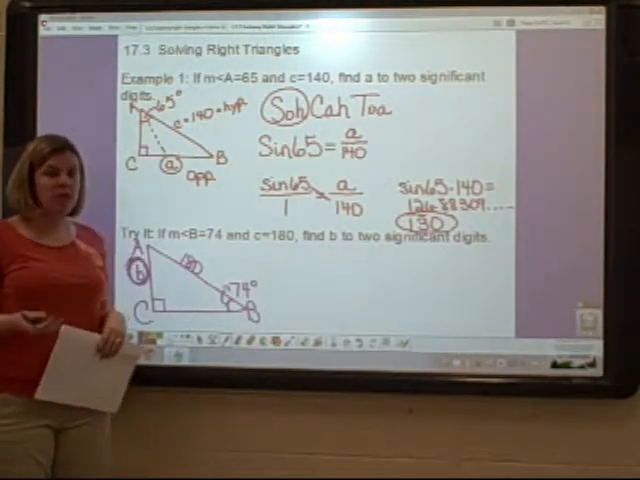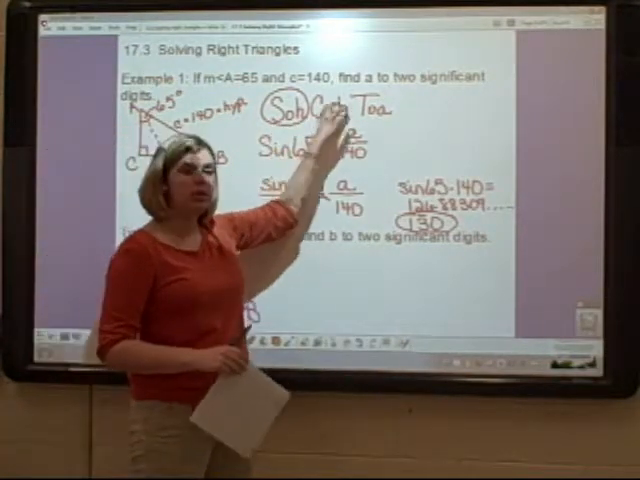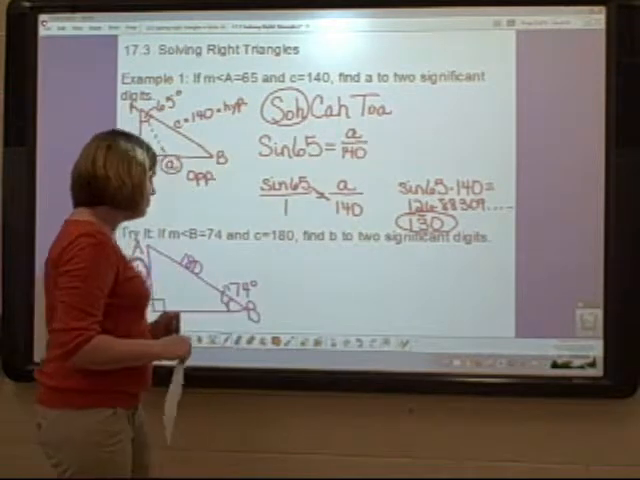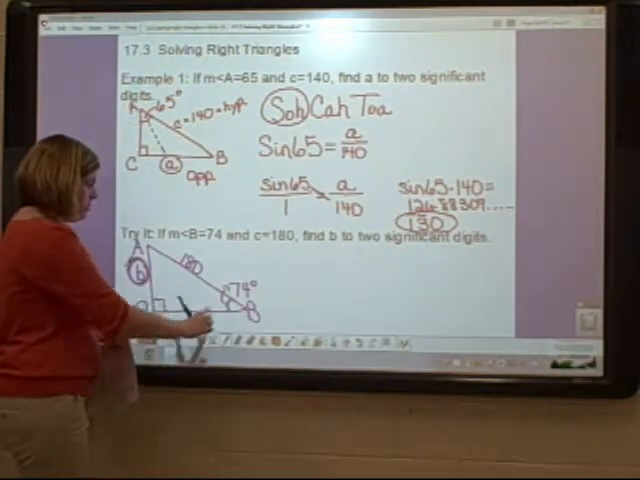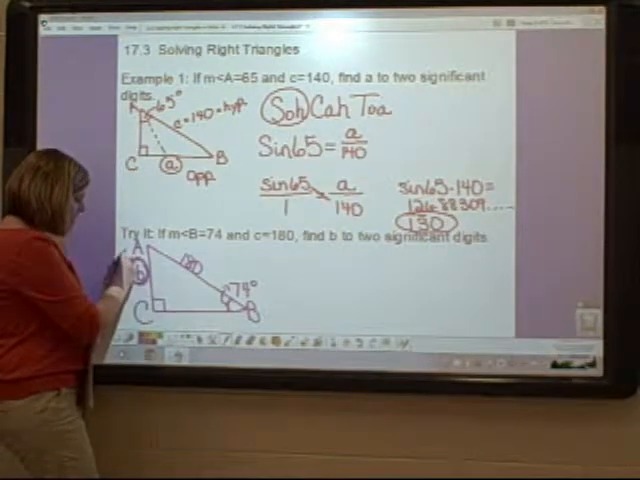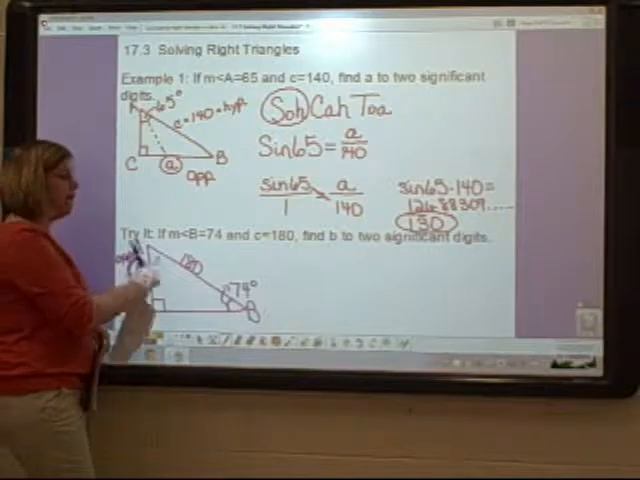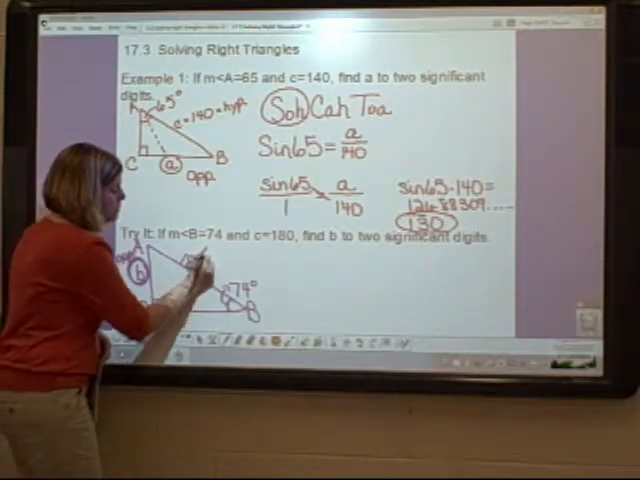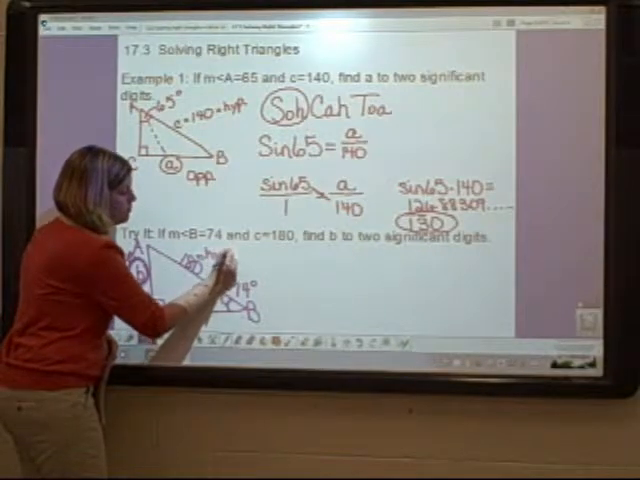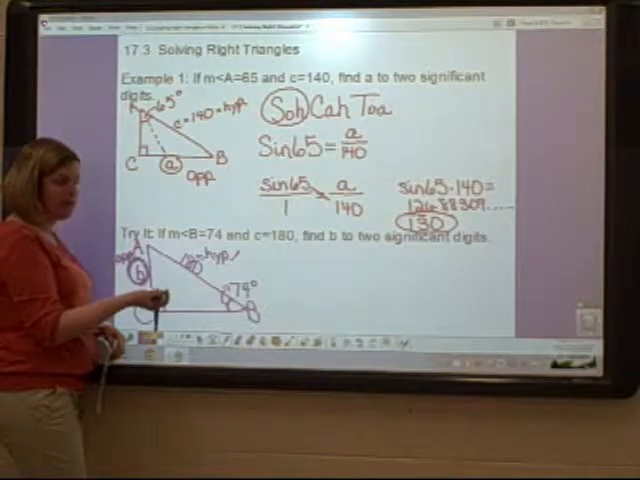So once again, we have to ask ourselves, should we use sine, cosine, or tangent to solve? Well, if I look at angle B, which is 74 degrees, the opposite side is the unknown. And again, we know our hypotenuse, so we're working with O and H again, because this is the hypotenuse. So if we're dealing with O and H, we're going to use sine again.